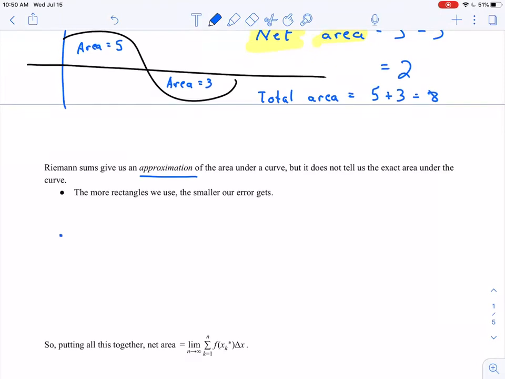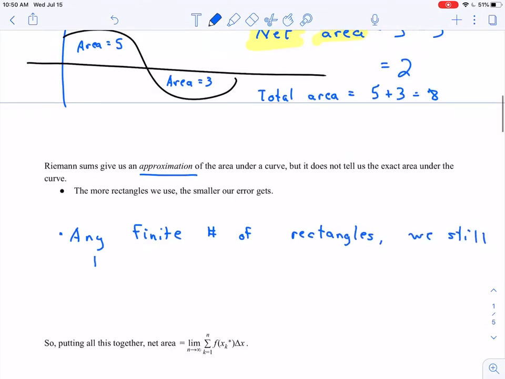The problem that we're going to run into, though, is if we have any finite number of rectangles, we still have error. Which is bad. We would prefer to not have any error, because at the end of the day, we want to be able to say this is the area under the curve. This isn't about the area under the curve. This is what the area under the curve is. So any finite number of rectangles is just not going to do.